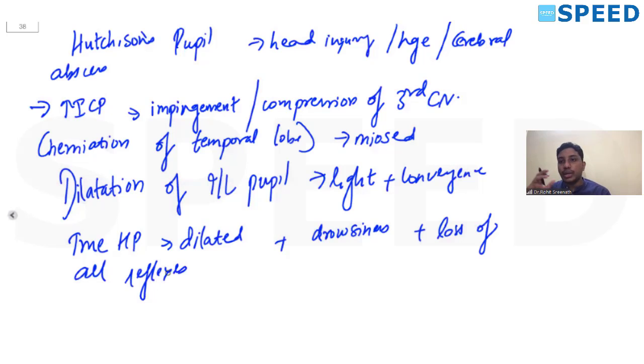So I'll summarize. Hutchinson pupil is due to head injury, hemorrhage, cerebral abscess. Because of the raised ICP, the patient will have compression of the third cranial nerve due to the herniation. The pupil will be miotic. Later there is a dilatation of the ipsilateral pupil. Light reflex and the convergent reflex are normal. A true Hutchinson pupil will have a dilated pupil. The patient will be comatose, drowsy with a loss of all the reflexes. So these are the features of a Hutchinson pupil.